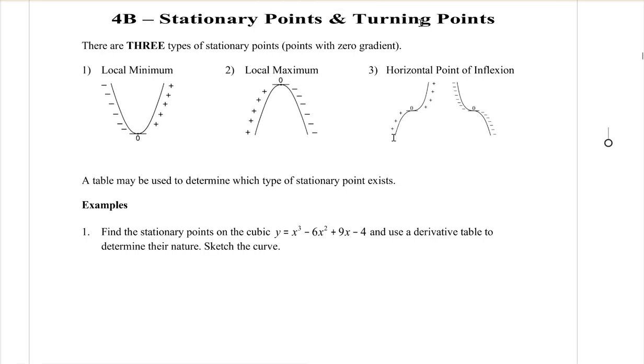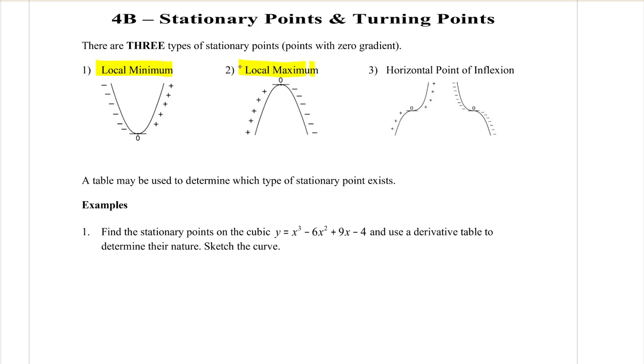Okay, so 4B today is stationary points again and turning points. There are 3 types of stationary points, and remember that stationary points mean that there is a gradient of 0. We have the minimum turning point. It does say there a local minimum because it may not be the lowest value overall for the whole entire curve, but in that specific area it is the lowest point.